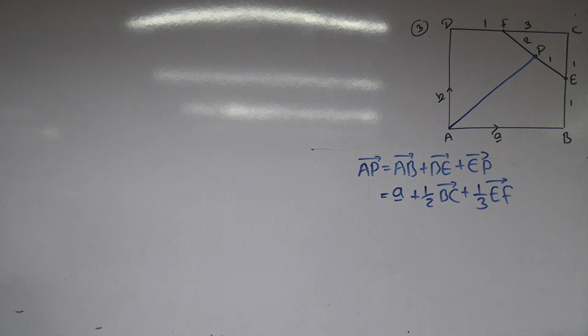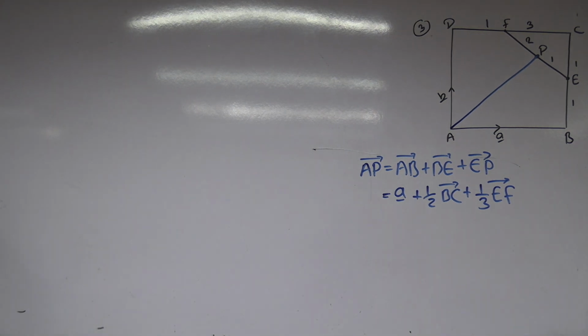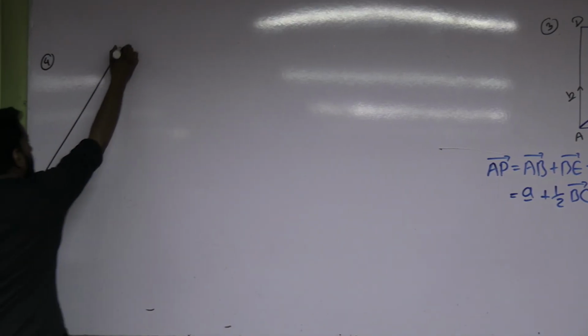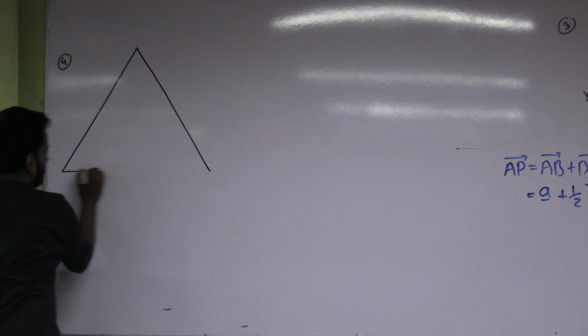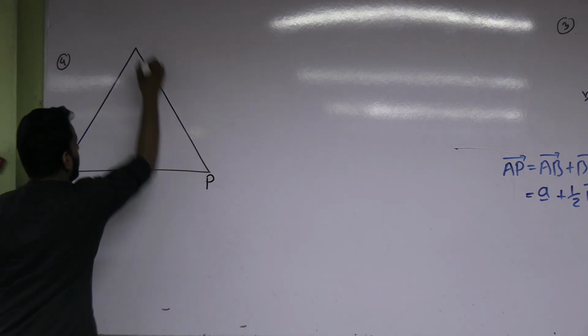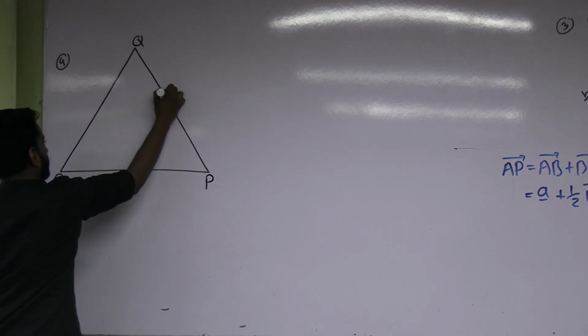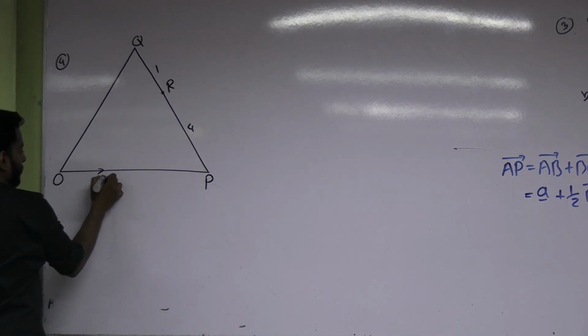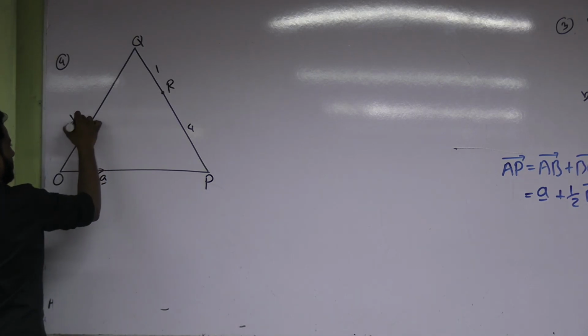Right, we'll start from this. So leave question 3 aside. Question 4. We have a triangle, and this is OPQ and this is R. This is 4 to 1, and the vector OP is A and this is B.